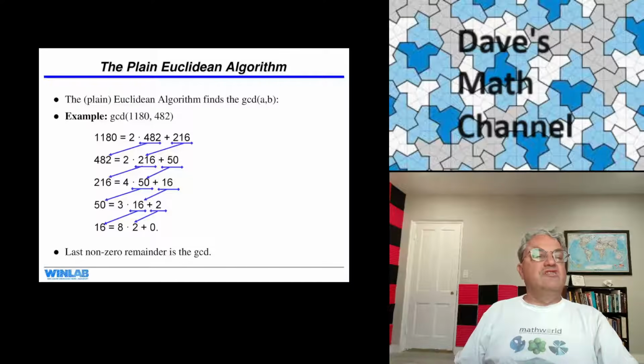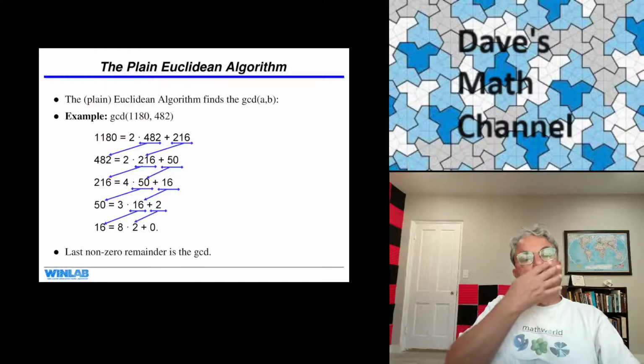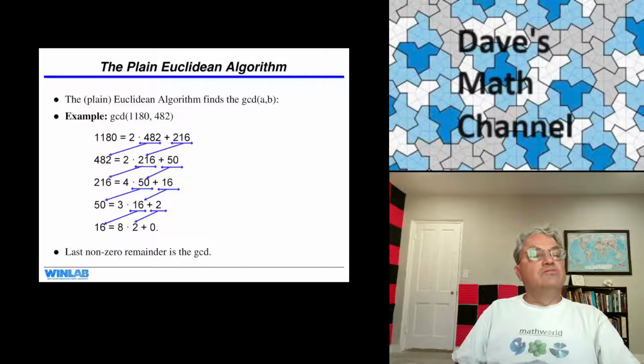So first you divide 1180 by 482. You get a quotient of 2. And remember, we're not really worried about the quotients here. We're mainly worried about the remainder. So the first remainder you get is 216. You make that your new value of B, your new second number, and you make your first number the quotient.